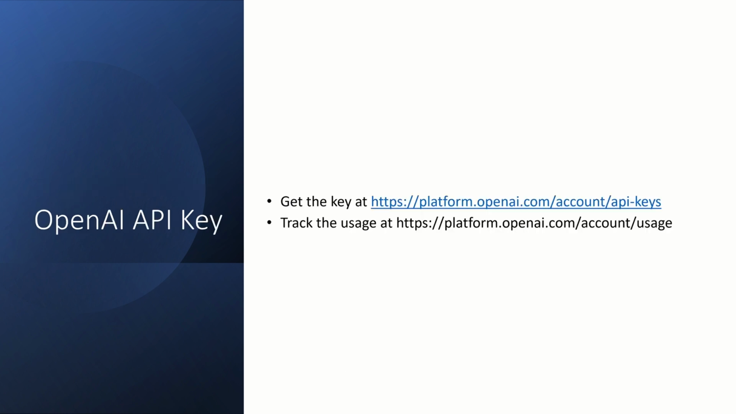Before I dive deeper, in case you are using the OpenAI models, you can get the key at the platform.openai.com account/API keys page. And I would also advise you to track the usage of the keys, because sometimes you're so busy coding that you tend to lose track of the usage that's happening. So just keep track of the usage at the account/usage page in platform.openai.com. With that, let's get into the Colab notebook.